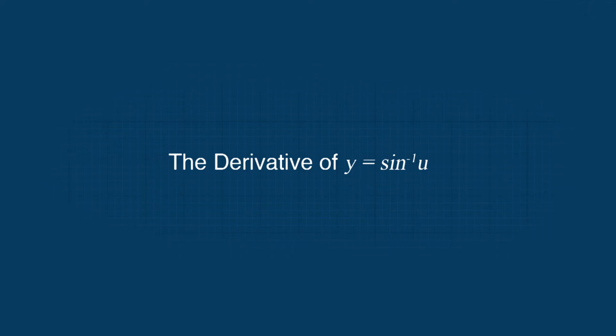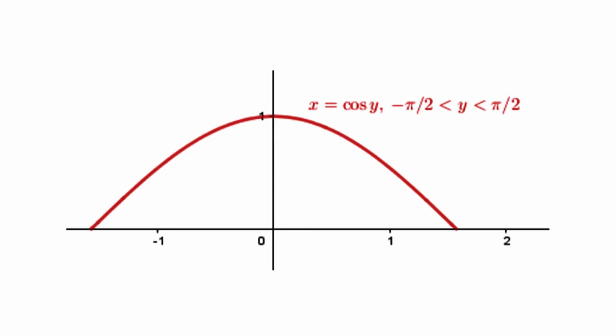Next, the derivative of y equal to sin inverse of u. From the discussion at the beginning of this session, we know that the function x equal to sin y is differentiable for every real value y, with its derivative given by cos y. By looking at the figure, we can see that cos y is strictly greater than 0 in the open interval minus pi by 2 less than y less than pi by 2.